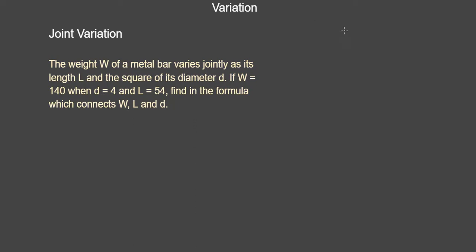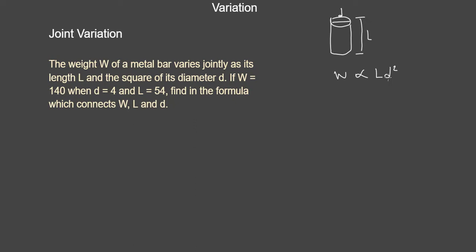Okay, in this case, we are dealing with this kind of bar. We are dealing with a bar that looks cylindrical, right? This is a metallic bar. So this is the length and this is the diameter, which is d. So the question says the weight W of a metal bar varies jointly as its length and the square of its diameter d. So this means the weight varies jointly as length and as d square. So this is how you express it.